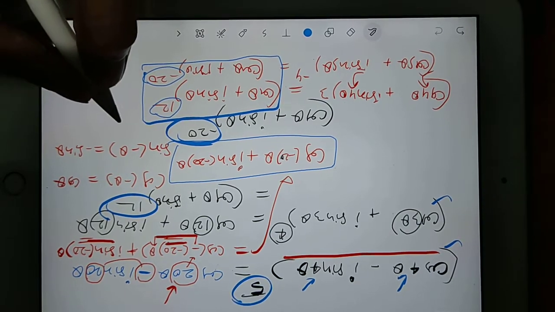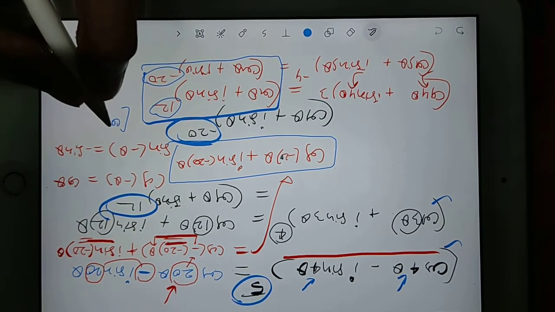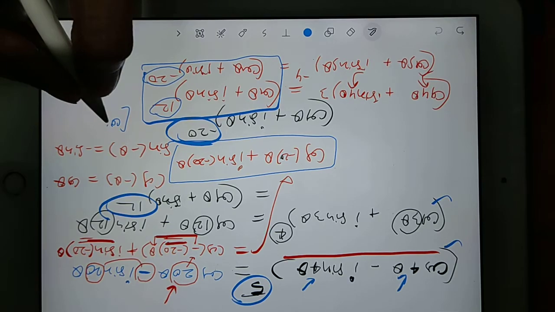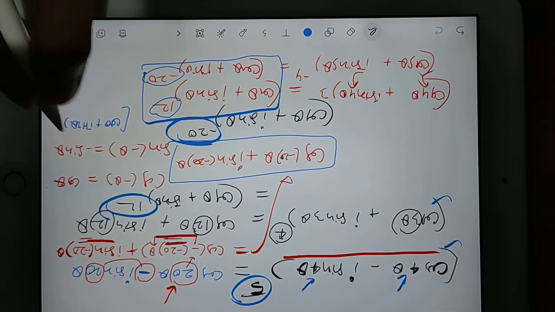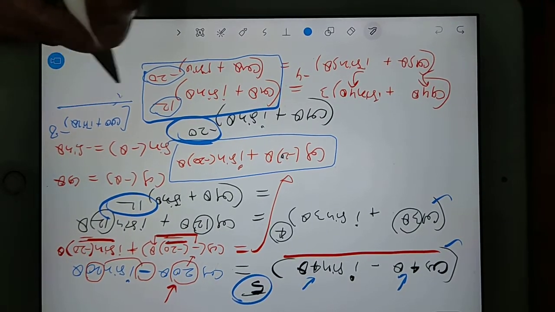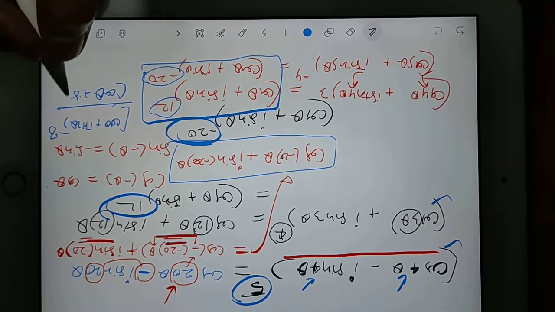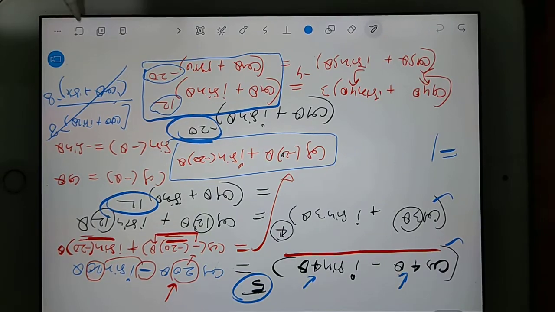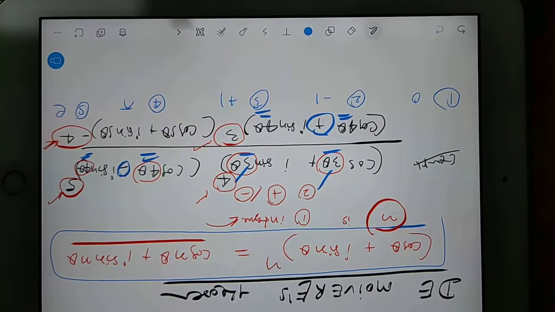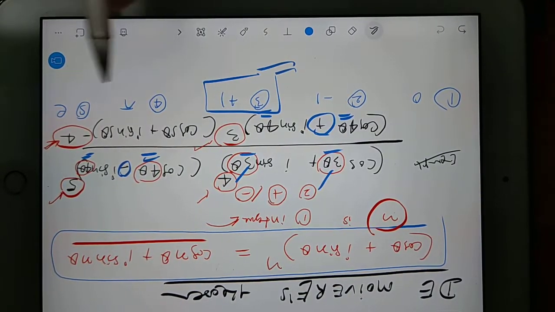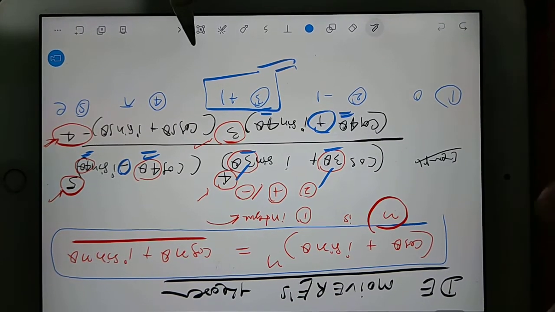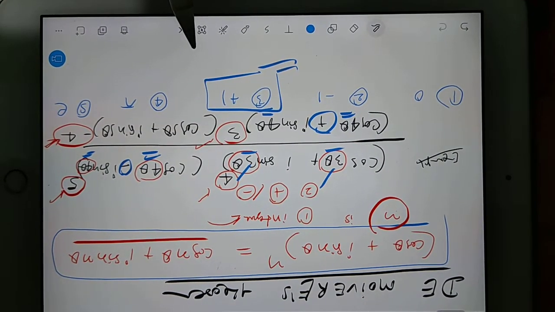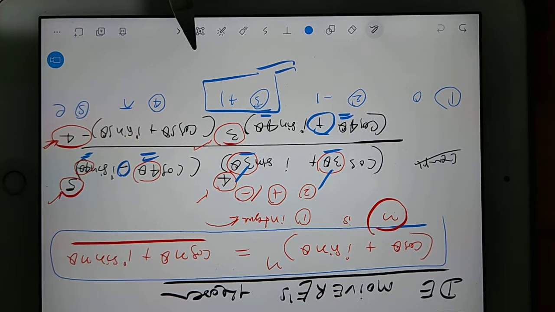It means in the numerator we are getting cos theta plus i sine theta whole power minus 8, and in the denominator also we are getting cos theta plus i sine theta whole power minus 8. So we can cancel this, and the answer will be 1. So this one is your correct answer. This is how we have to use De Moivre's theorem. If these kinds of questions come, you can easily crack them.